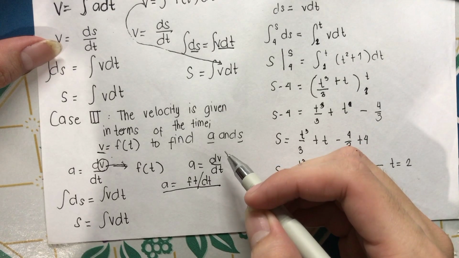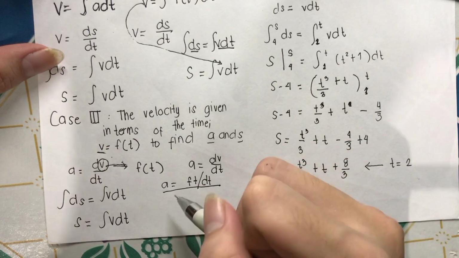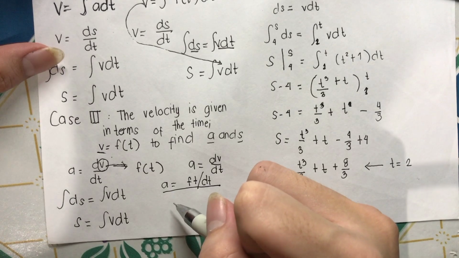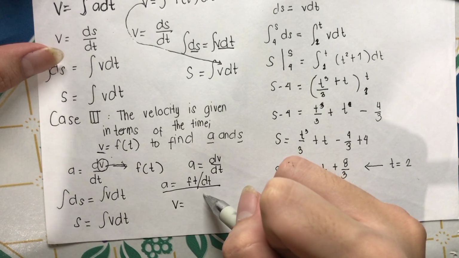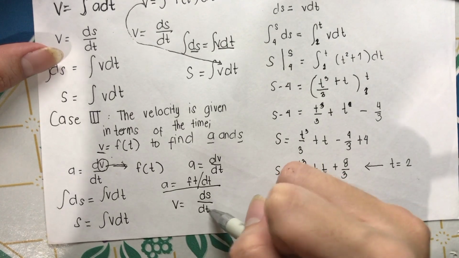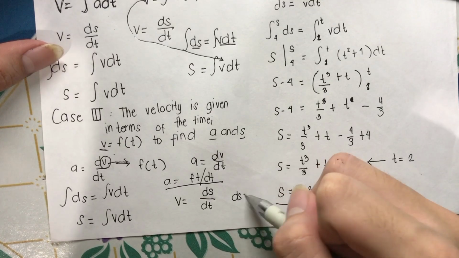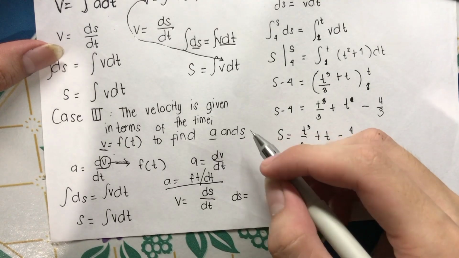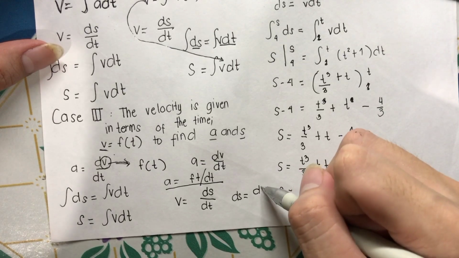The next one is to find the displacement, or s. We will use the formula velocity equals ds over dt, and we must cross multiply this, so we will get ds equals v dt.